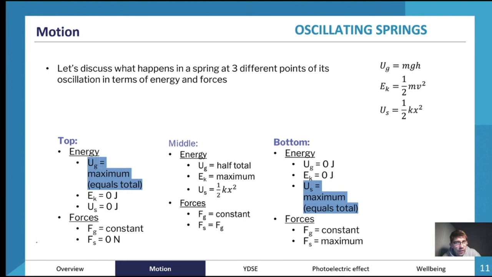There are three types of energy. There is the gravitational potential energy, there is kinetic energy, and there is elastic potential energy.